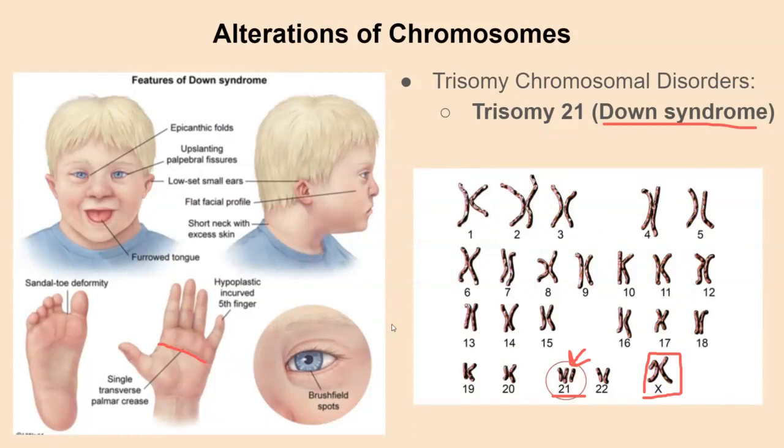Now, it does vary in the severity of the disorder. Some persons with Down syndrome will need adult care their entire lives, and some persons with Down syndrome are able to live happy, healthy, independent lives on their own. Everything just kind of depends on the type of Down syndrome and how severe it is.